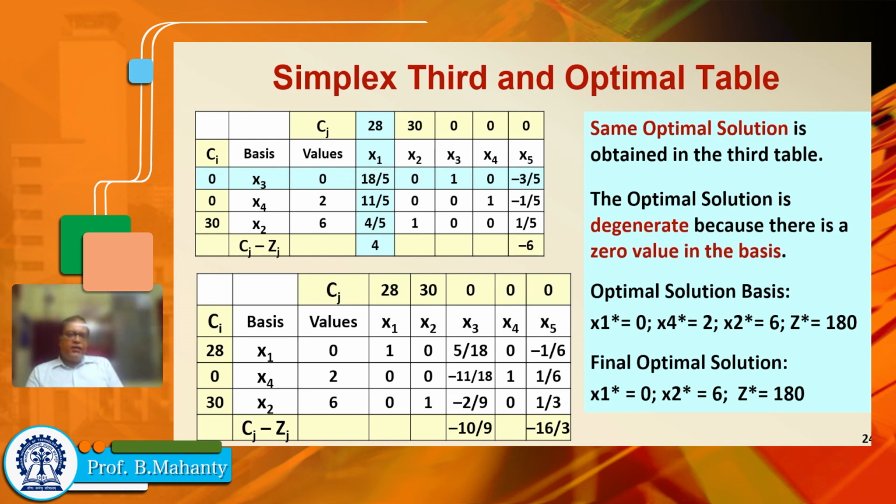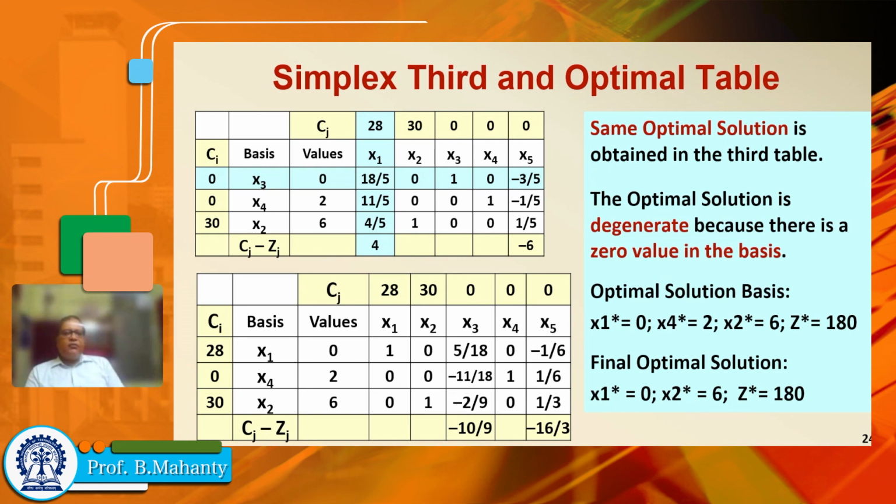Now both are negative. That means the optimal solution is obtained. So what is the optimal solution now? The optimal solution is that the basis values are x1 equal to 0, x4 equal to 2 and x2 equal to 6. But since the original problem has only x1 and x2, the solution we get is x1 equal to 0 and x2 equal to 6. So that is z equal to 180.